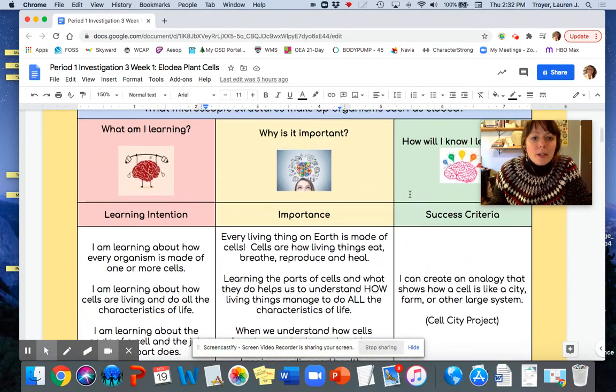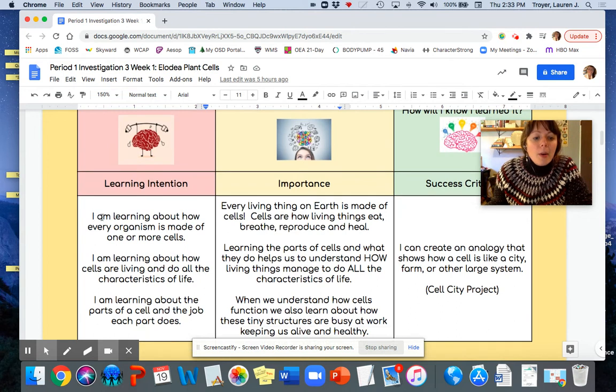So what are we learning about for this investigation? We're learning about how every organism is made of one or more cells. We're learning about how cells are living and they do all of the characteristics of life. And we're learning about the parts of a cell and the job each part does.